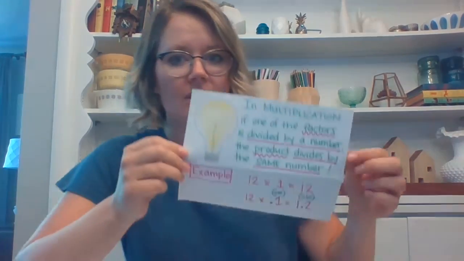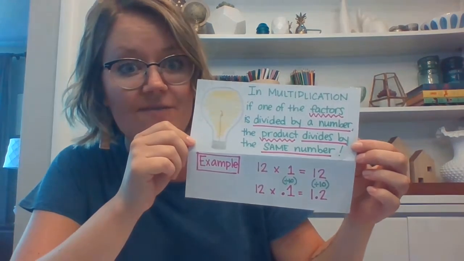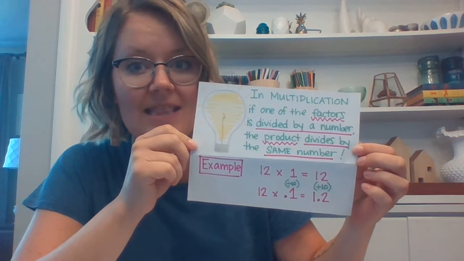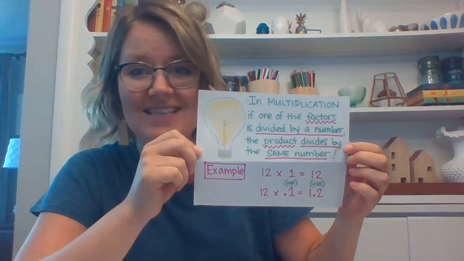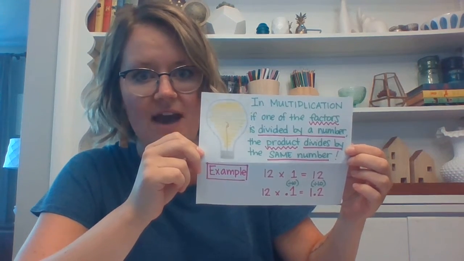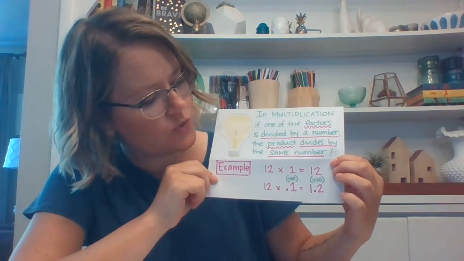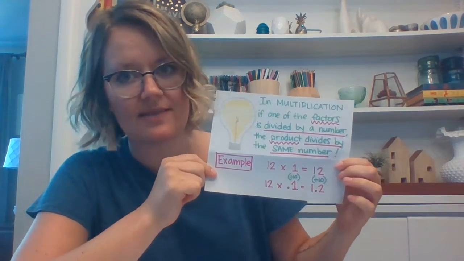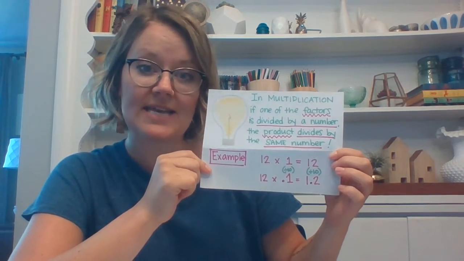All right, so this is a big idea. We've talked about it this year, and you talked about it in 4th grade as well, but now we're applying it to decimals, and so it's going to feel a little bit new. In multiplication, if one of the factors divides by any number then the answer, or the product, also divides by that same number. It just does the exact same thing as whatever you did to the factor. So here I have an example. 12 times 1 is 12, but 12 times 1/10 will be 1 2/10. We have to divide the factor by 10, so we have to divide the product by 10.